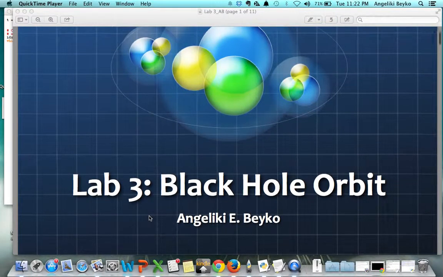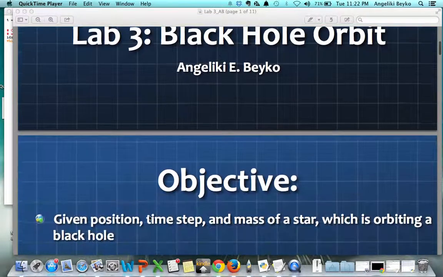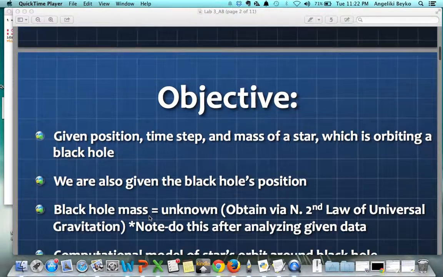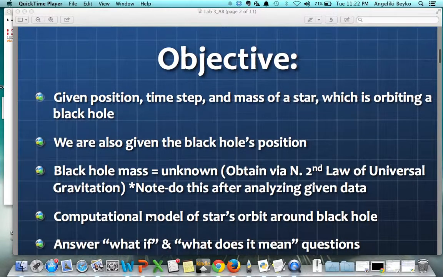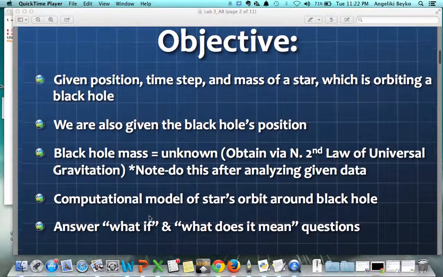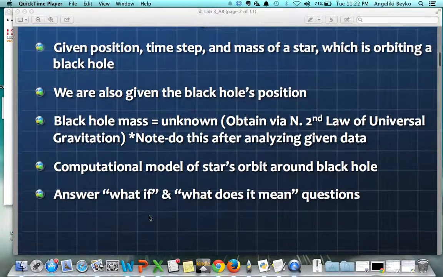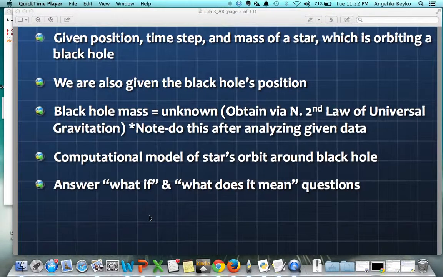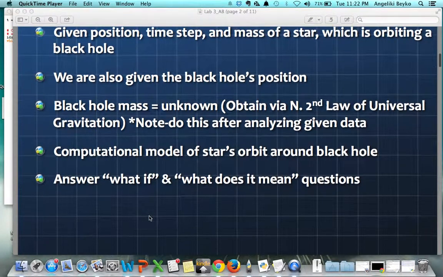Okay, this is Lab 3, black hole orbit. The objectives are: given position, time step, and mass of a star which is orbiting a black hole, we're also given the black hole's position. We need to calculate the black hole mass, which we obtain with Newton's second law and universal gravitation. So we do this after analyzing the given position data.